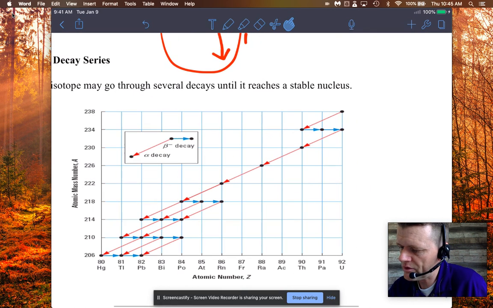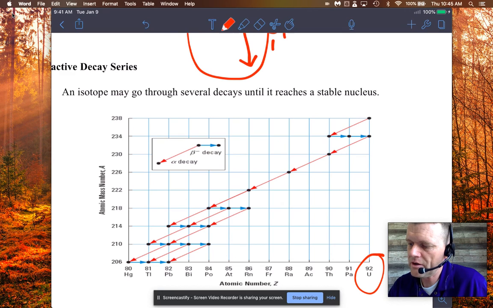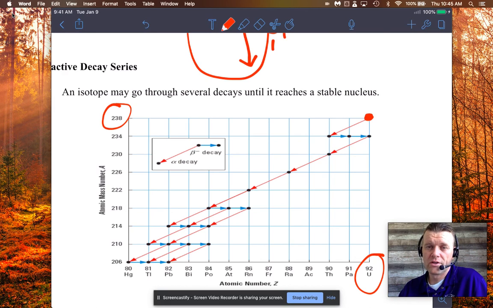We're going to start here with U-238, okay? It's element number 92, uranium, and it has 238 nucleons. So it's going to start right there. Now, most of the time, alpha decay is the quickest way to become stable. Doing a bunch of beta decays will take a long time. Alpha decay gets rid of 2 protons and 2 neutrons. So when uranium undergoes an alpha decay, it will do this. And now it's thorium-234.